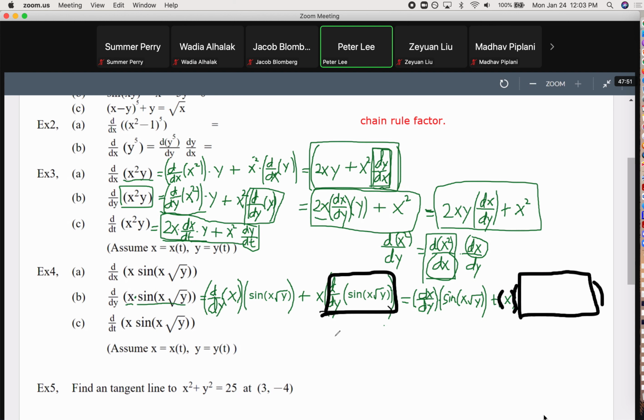X times that. Okay, but anyway, the box there. What is the box there? So this box right here is equal to... Now we have to apply the sine. What is the derivative of sine? Oh yeah, we can apply.